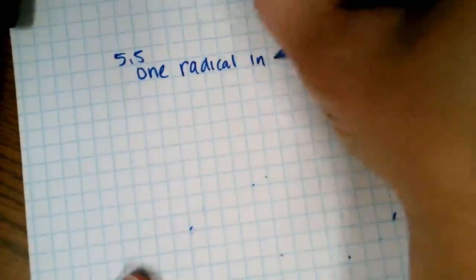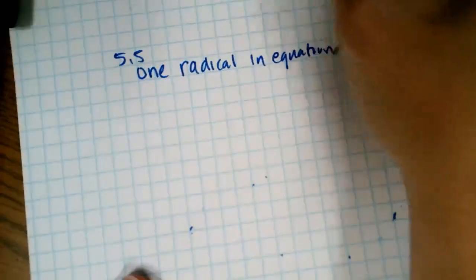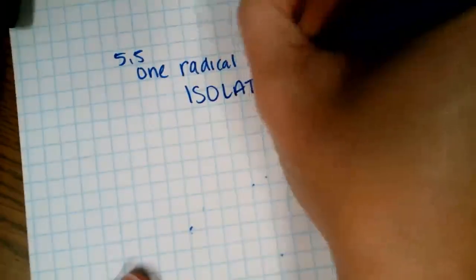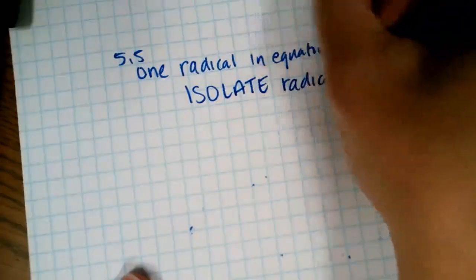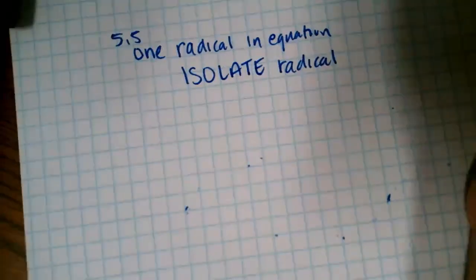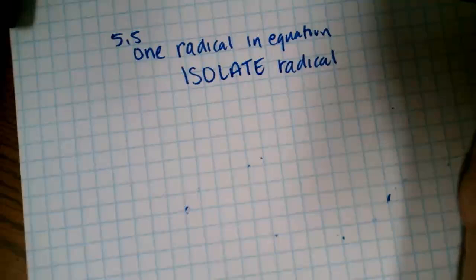Alright, so now we're going to review 5.5, which is solving. If there's only one radical involved, your big thing is that you want to isolate the radical. So what do I mean by that?